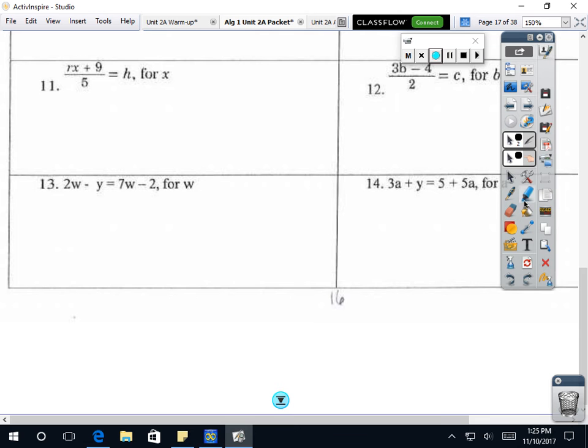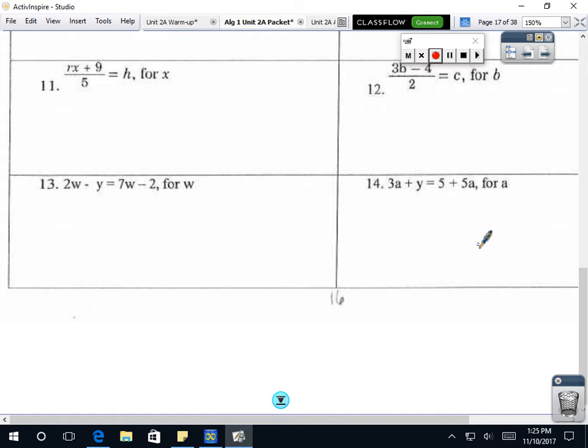All right, number 14. It says 3a plus y equals 5 plus 5a. Solve for a. Well, if the variable that they're wanting you to solve for is in two parts of the equation, what do you have to do first? Combine them. Make it one variable, okay? So we can either move the 3a over to the 5a or 5a over to the 3a. What do you prefer? Okay, so that means we need to subtract it so that it'll cancel on this side. And when we subtract it on this side, we now have what a? Correct. Negative 2a, we drop the plus y, and we drop the equals 5.